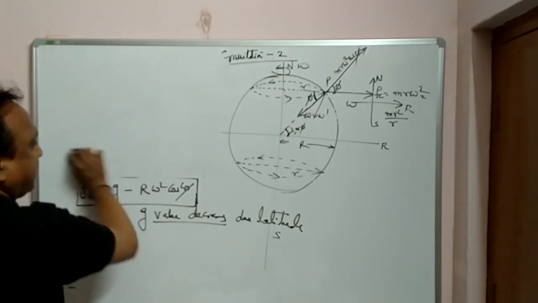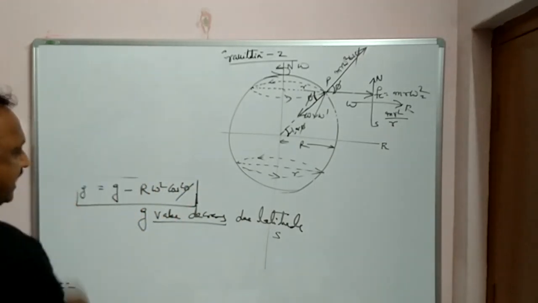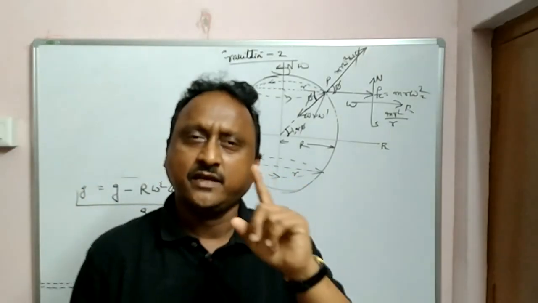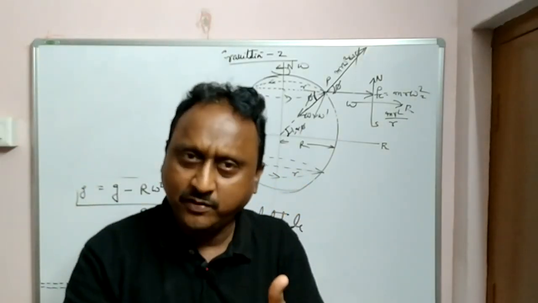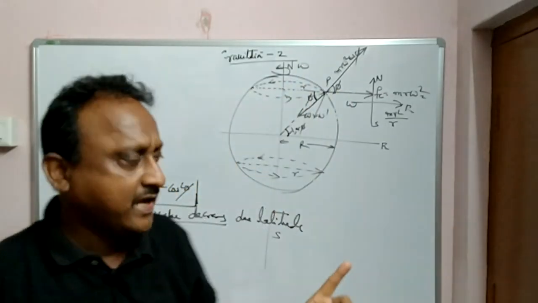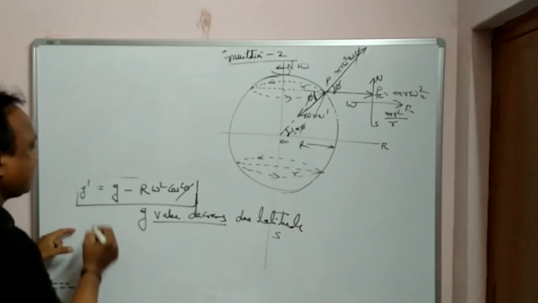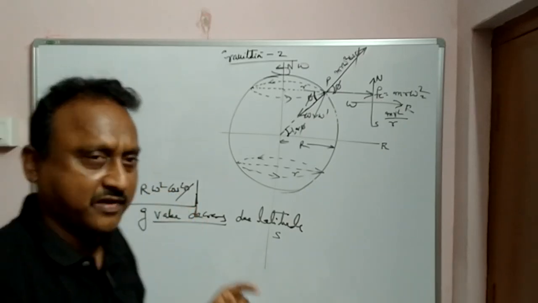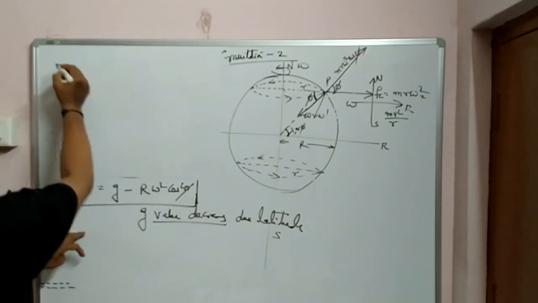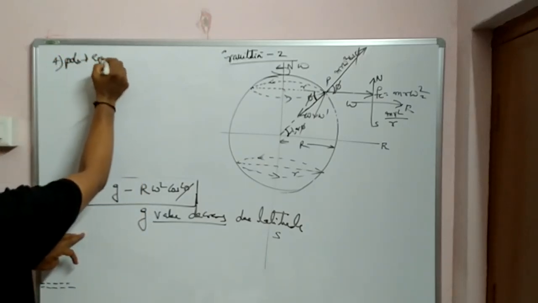That is the fourth point I have already given you in Part 1 Gravitation. In Part 1 Gravitation, I have already given you how the value of G is affected. The value of G is affected due to latitude, due to height, depth, and that equation is also given. And the third one is due to latitude: G dash is equal to G minus R omega square cos square phi. The fourth point I already discussed, that is due to poles and equator.